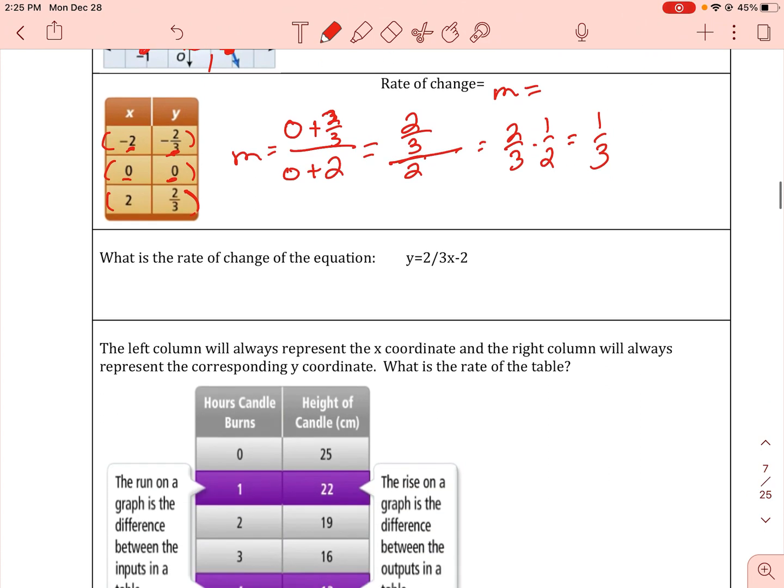What is the rate of change of the equation? Again, we talked about this just a minute ago. When y is all by itself, which it is here, see how y has no numbers in front of it, which means there should be a 1 there, but you don't need to put that 1 there. So when y is isolated, the number or coefficient of x is your slope, or your rate of change, or your unit rate. So here my slope is 2/3.